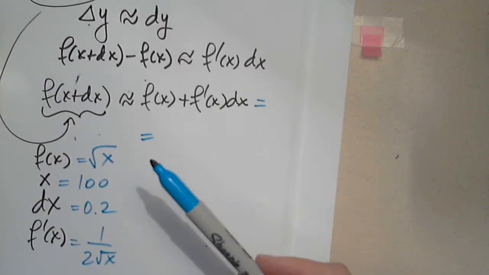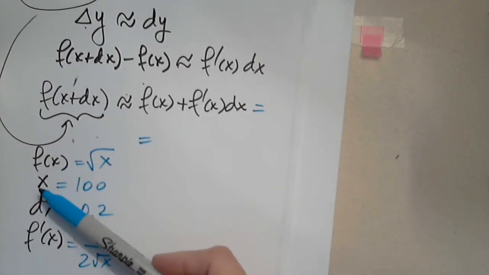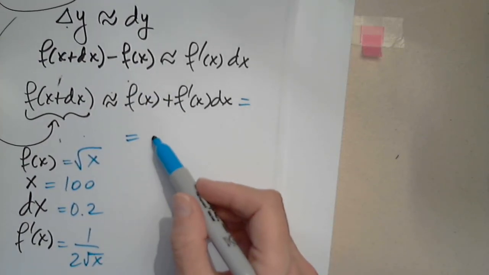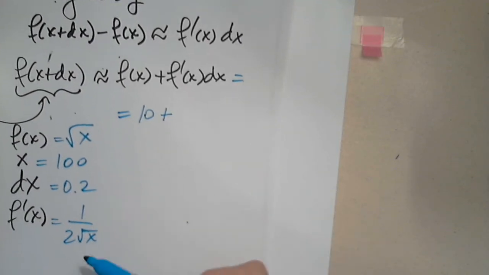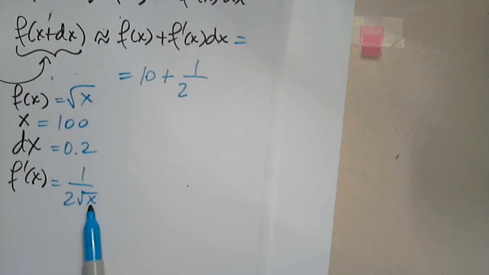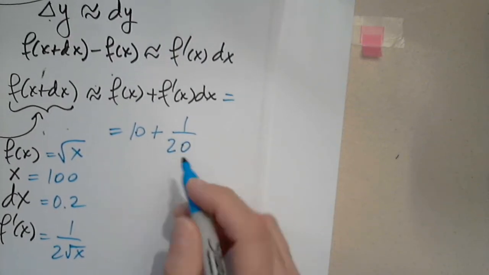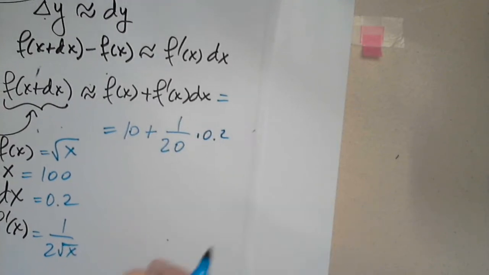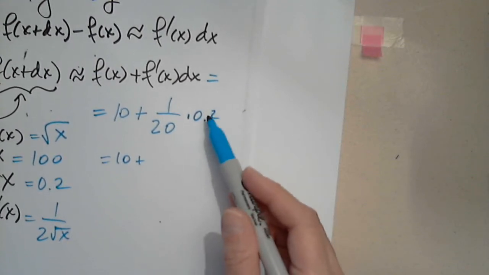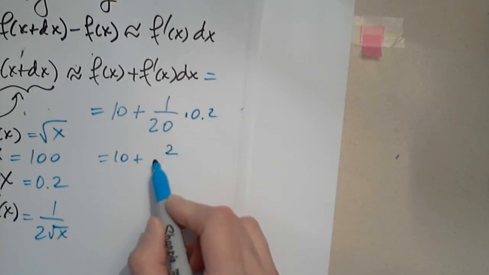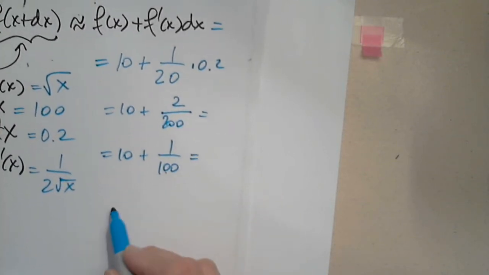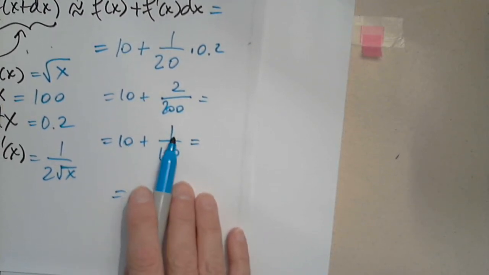We just have to plug it in. So f of x with this f of x and with this x, what do I get for this? 10. Perfect. I have plus 1 over 2, but what is the square root of x? 1 divided by 20. Yes? Excellent. Times 0.2. So this is 10 plus, I will multiply top and bottom by 10. So it's 2 over 200 or 1 over 100. All I have to do is multiply by 10 and add 1.